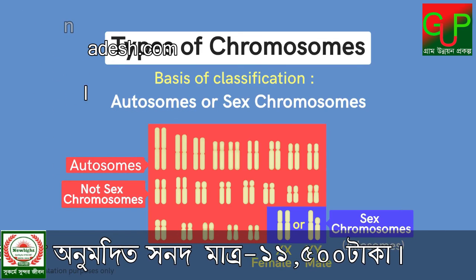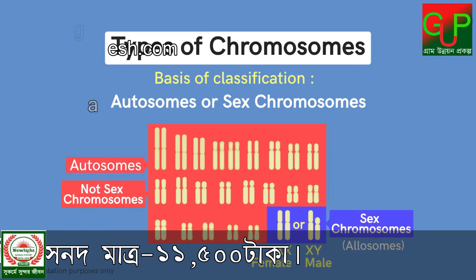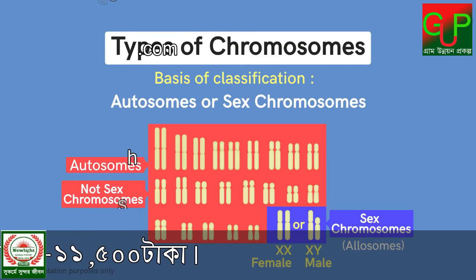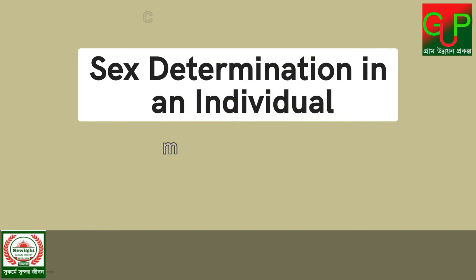Both contain genes that code for proteins which make up our body. Now that we've understood the various types of chromosomes, can you tell me what helps in determining the sex of an individual?